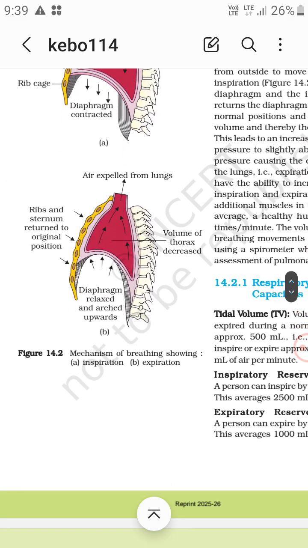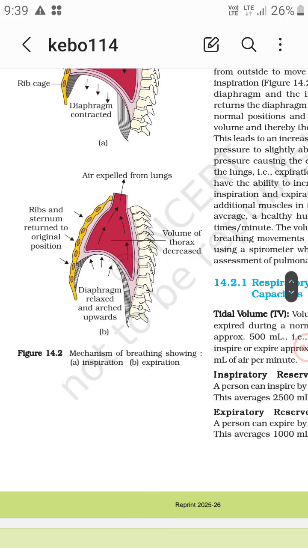Now the second figure is expiration. As you can see, when the volume of thorax is decreased, the intrapulmonary pressure gets increased, so it is more than the atmospheric pressure, so air is expelled from the lungs. That causes the ribs and sternum to return to their original position.